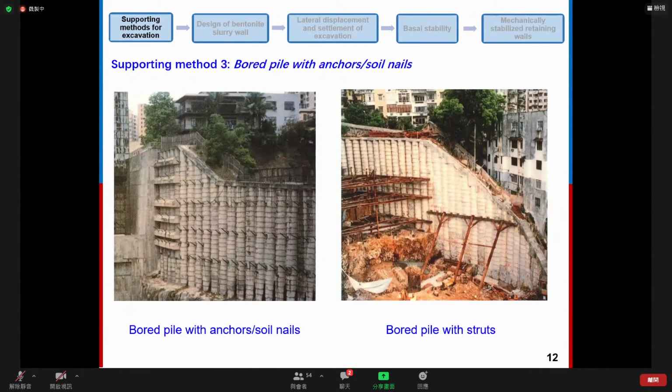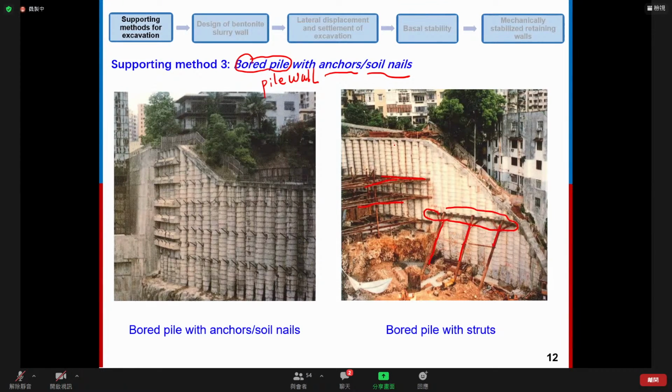The third method is called bored pile, or it can be also called piled wall. So this method, usually it is constructed together with, it works together with soil anchors or soil nails. And sometimes you may also see it with the struts together. You can see this is the strut, and this one is whaler, we just talked about, and this is also struts.